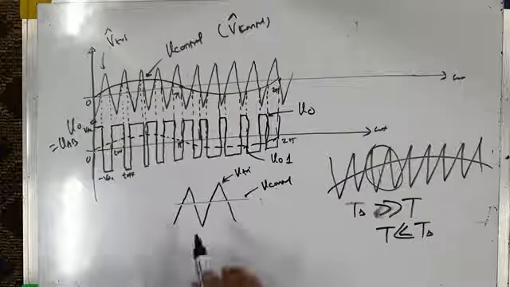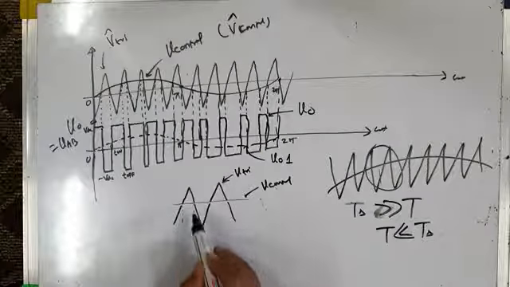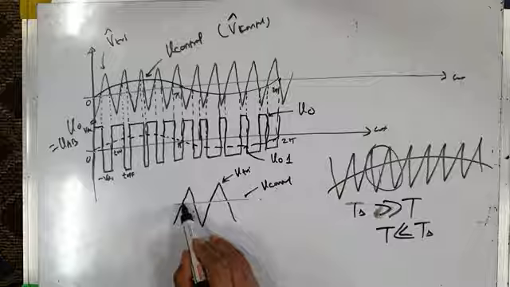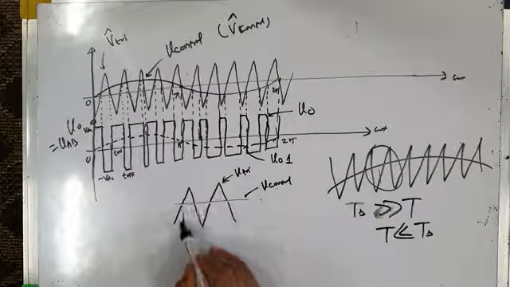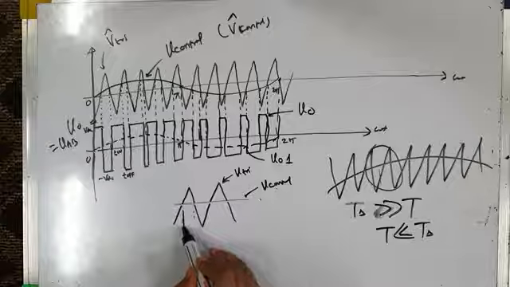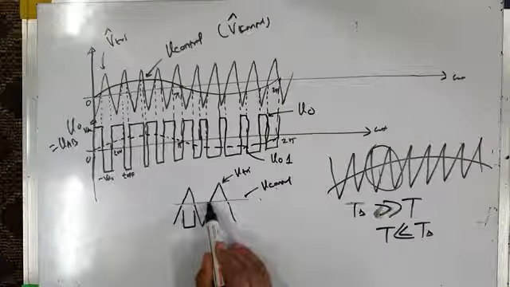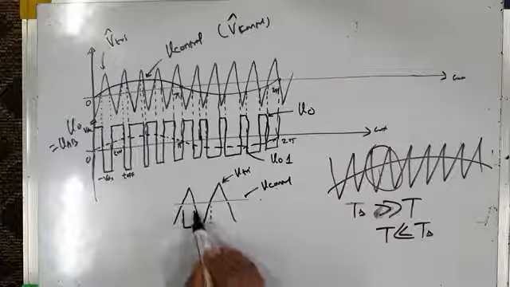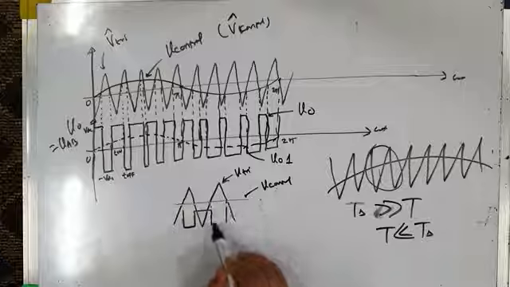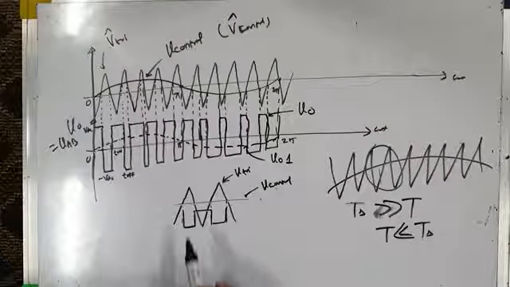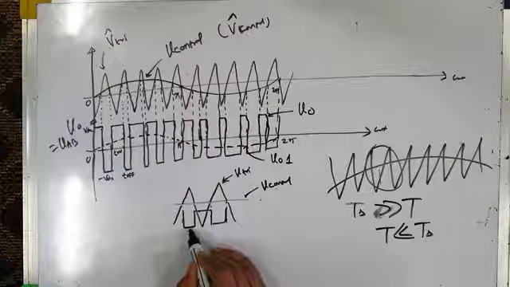Now you can see from this period to this period the carrier wave is higher in amplitude than the reference sine wave. So inverter output voltage will be minus VDC. And from here to here the reference sine wave is higher in amplitude than the carrier wave, so output voltage will be positive, and then again it will be negative. So now you can see if this is the off period, this is the on period. On period is slightly greater than off period.